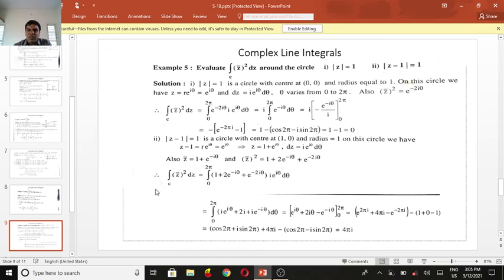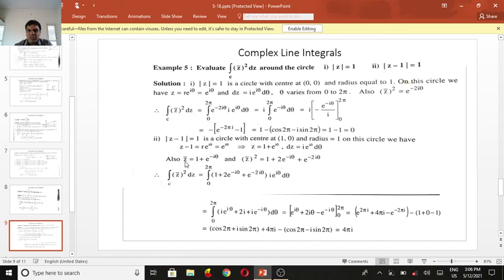Again, conjugate of z is 1 plus e power minus i theta. Squaring this, we get 1 plus 2 e power minus i theta plus e power minus 2 i theta. So now coming to the problem, the integral over C of conjugate of z square dz becomes the integral from 0 to 2 pi of 1 plus 2 e power minus i theta plus e power minus 2 i theta, times i e power i theta d theta.